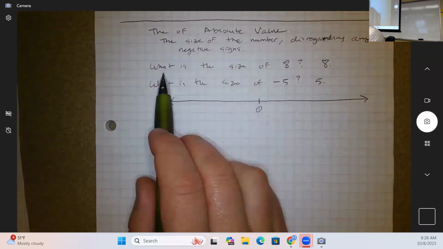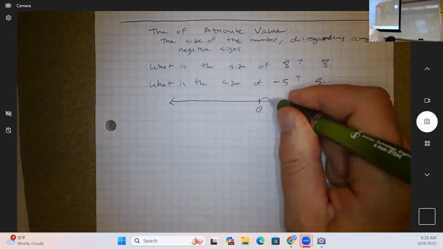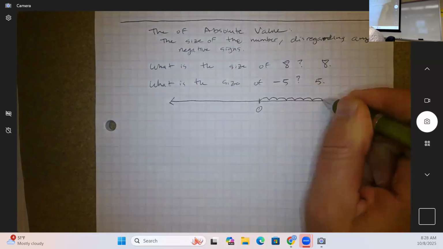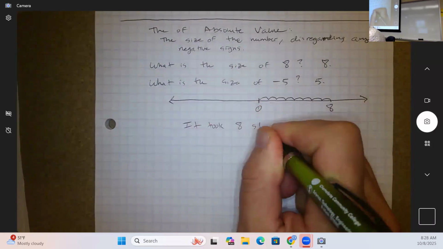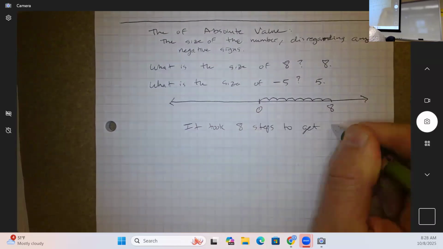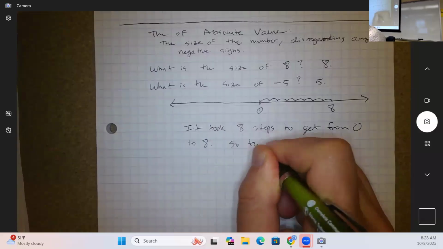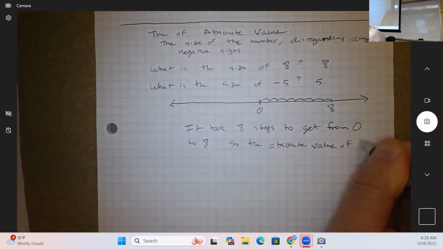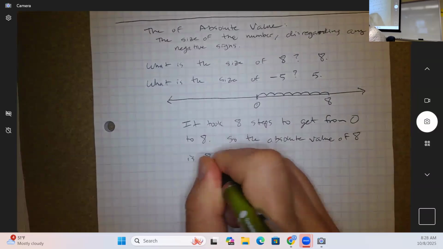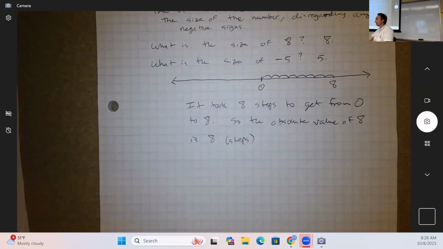Okay, so I'm going to find the absolute value of 8. I'm going to find the size of 8. And I just do 1, 2, 3, 4, 5, 6, 7, 8. It took 8 steps to get from 0 to 8. So the absolute value of 8 is the 8 steps. The absolute value is the number of steps it takes to get there from 0, not caring which direction you go.